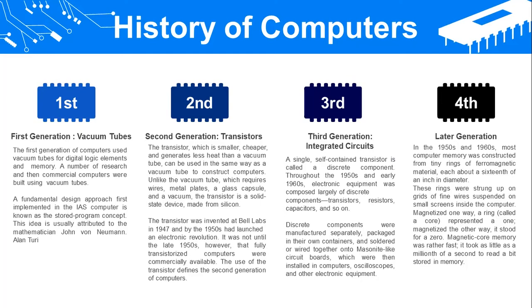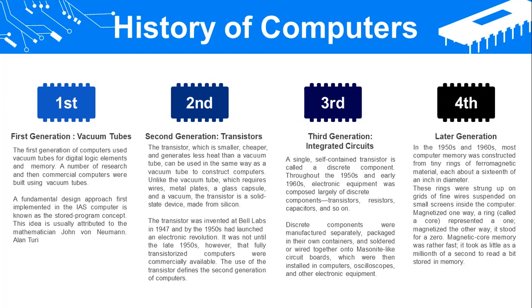And the second generation uses transistors. The transistor, which is smaller, cheaper, and generates less heat than a vacuum tube, can be used in the same way as a vacuum tube to construct computers. Unlike the vacuum tube, which requires wires, metal plates, a glass capsule, and a vacuum, the transistor is a solid-state device made from silicon. We know that in the second generation of computers, the usage of silicon began.